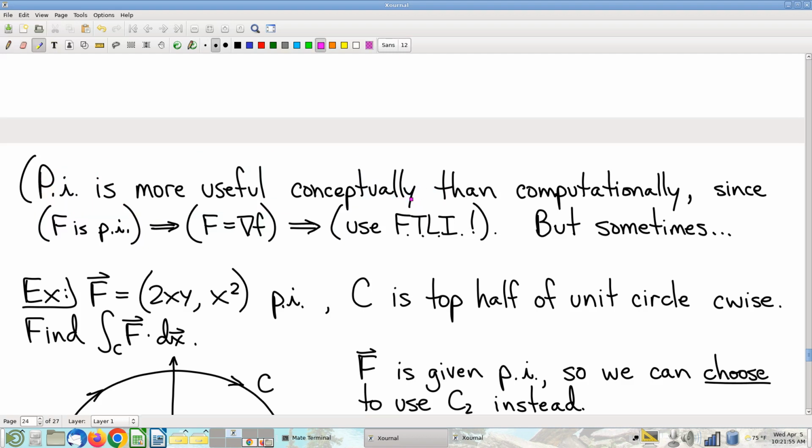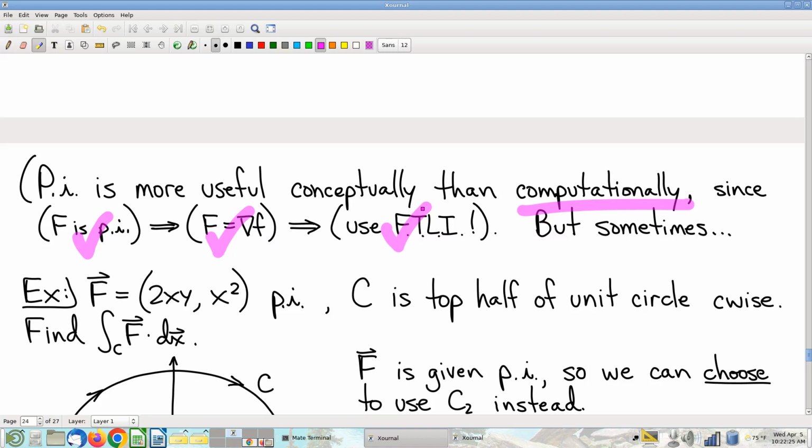Because let's think about it. From a computational point of view, how would we use path independence? What is the circumstance in which we would use path independence? Well, here's the thing. If you know that your vector field is path independent, we already know that means that it's a gradient. But we also already know that whenever you have a gradient field, you can use the fundamental theorem of line integrals, which is a sledgehammer for line integrals. Specifically line integrals of gradients.